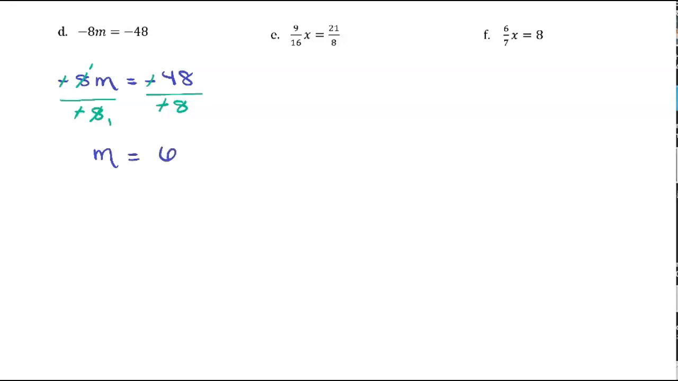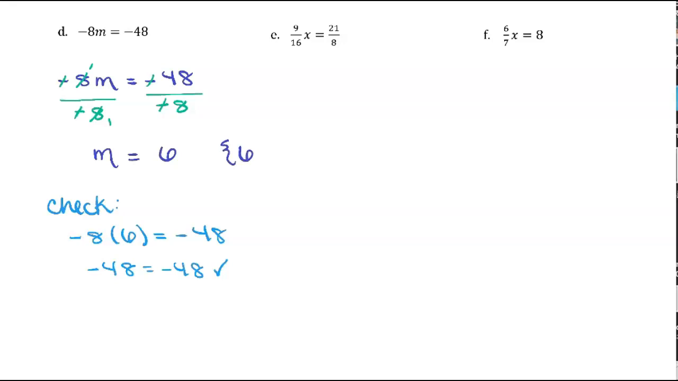Let's take a brief moment and double check our answer. Substituting 6 for m, we get negative 8 times 6 equals negative 48. Negative 8 times 6 is negative 48. So this makes a true statement and our solution checks out. So the solution set for this equation is the set containing the single value 6.